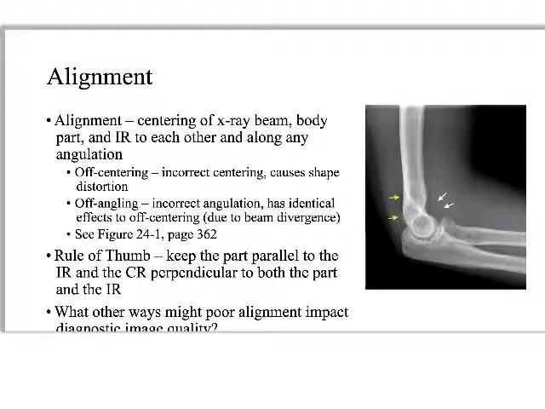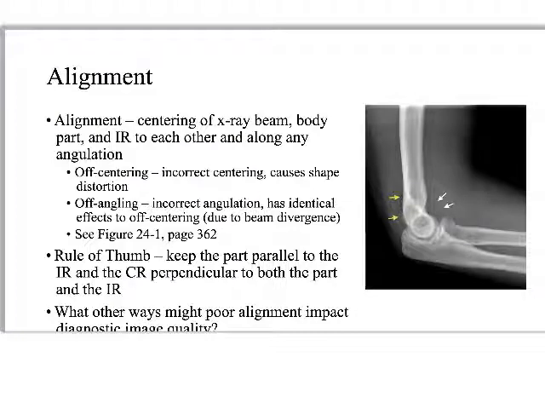And a good illustration of this is found on page 362 in our textbook. You can see that the angle due to divergence on the image on the left is the same as if I had off-angled the image. The angulation of what was incident on the object is the same. So a rule of thumb is to keep the part parallel to the IR and the CR perpendicular to both the part and the IR.